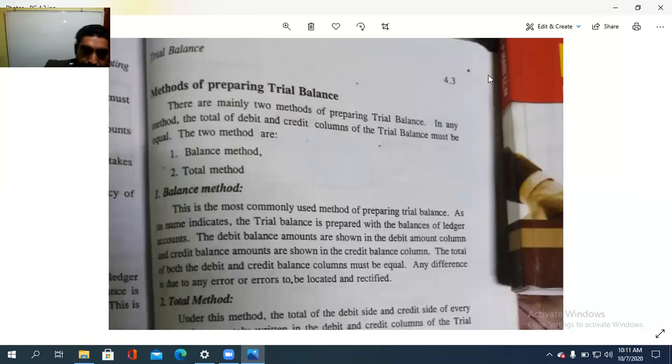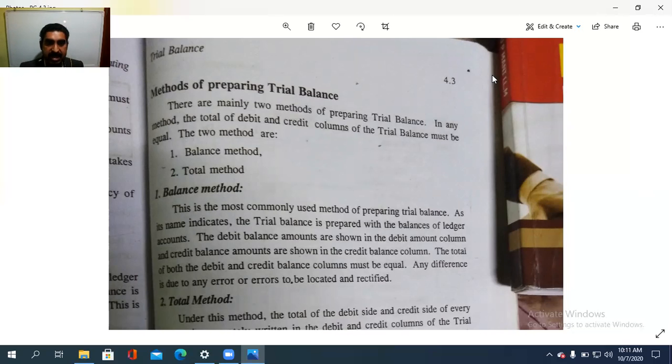Then, methods of preparing trial balance. Two methods are basically used. One is the balance method and another is the total method. So what is a balance method? What is a total method? Balance method is the most commonly used method of preparing the trial balance.